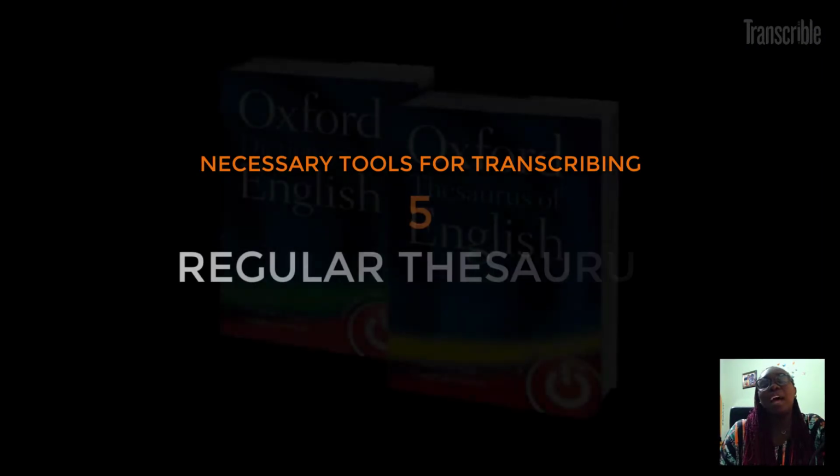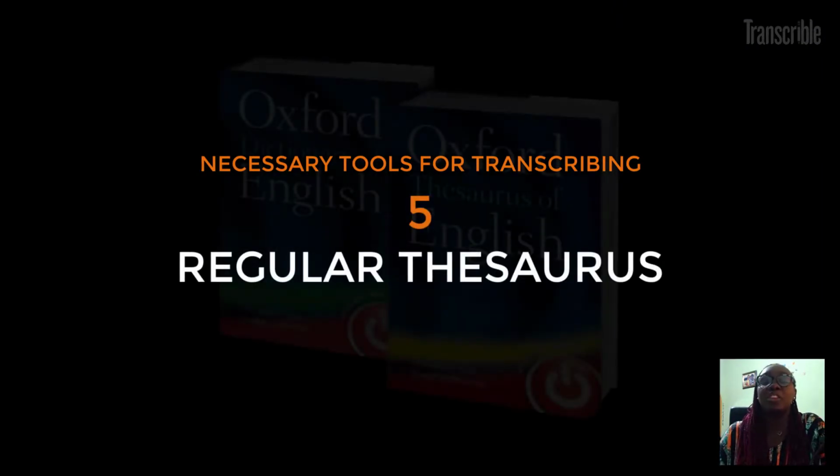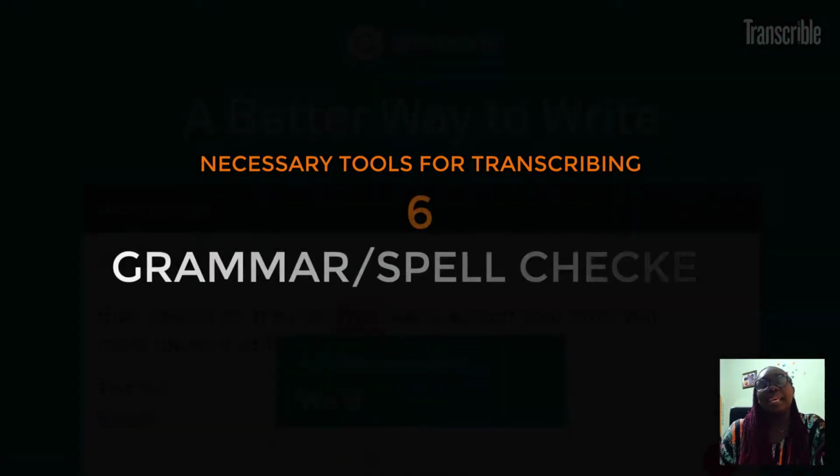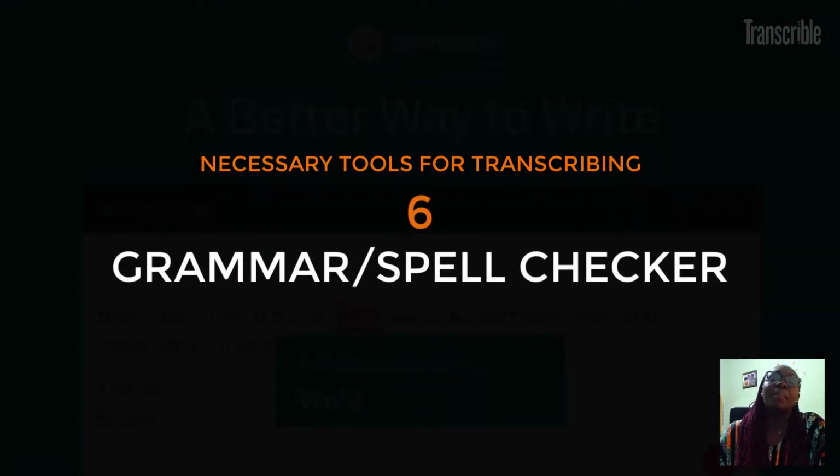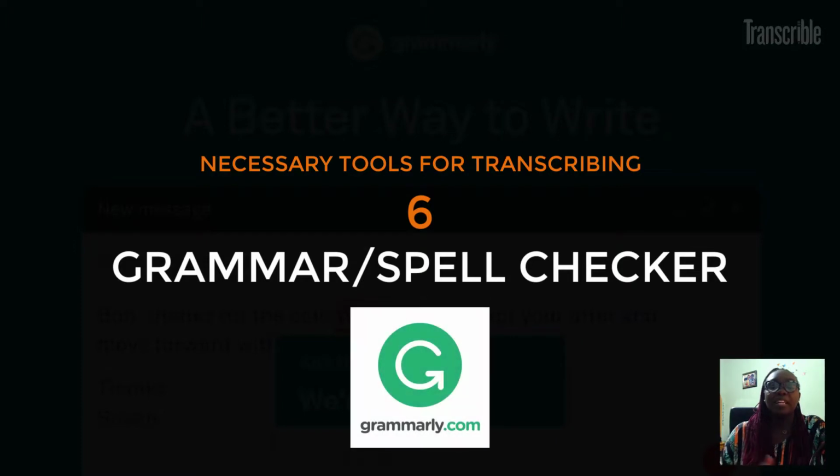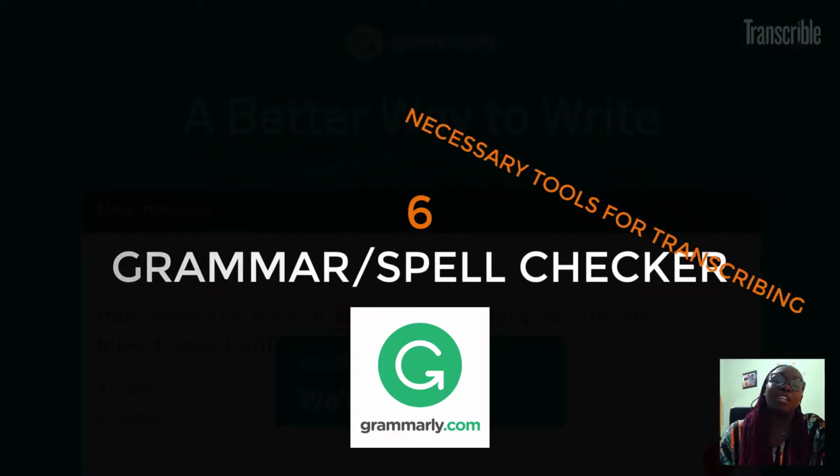Another tool you need to have is a regular dictionary or thesaurus. That is very easy to get. You go online or offline to get this one. It will help you in spelling and getting the right words. Number six tool you need to get is a grammar or spelling checker. This is an online writing assistant. For instance, I use Grammarly. It helps you check and eliminate grammar and spelling errors in your transcript.